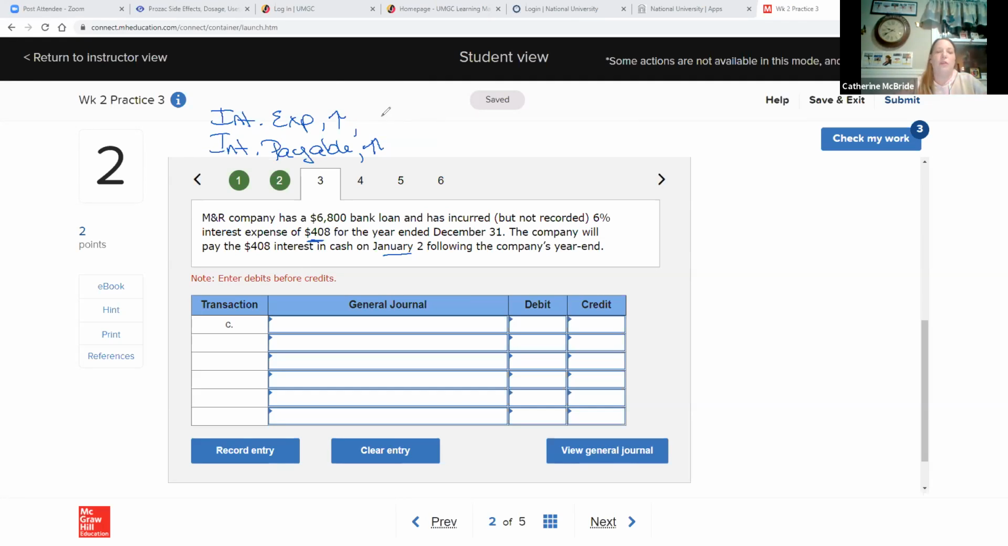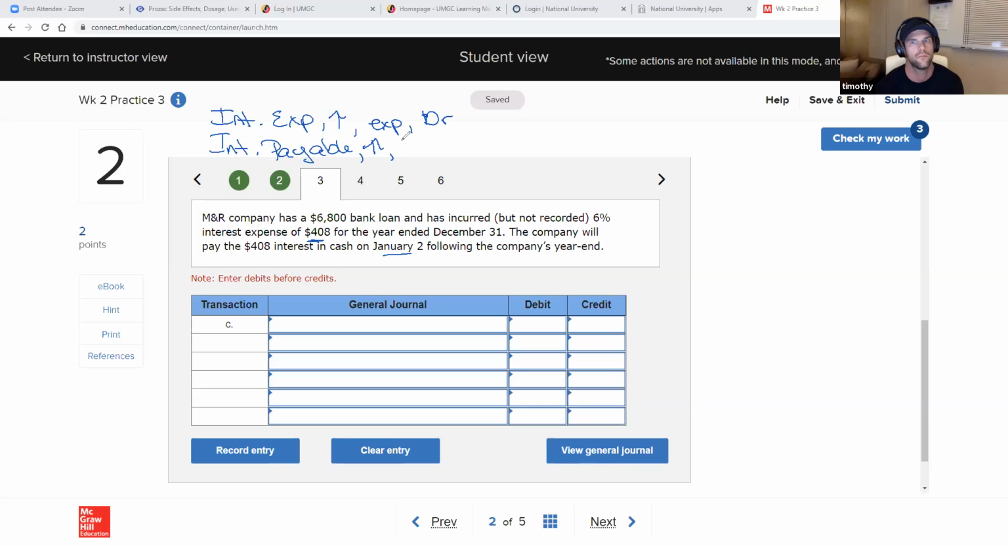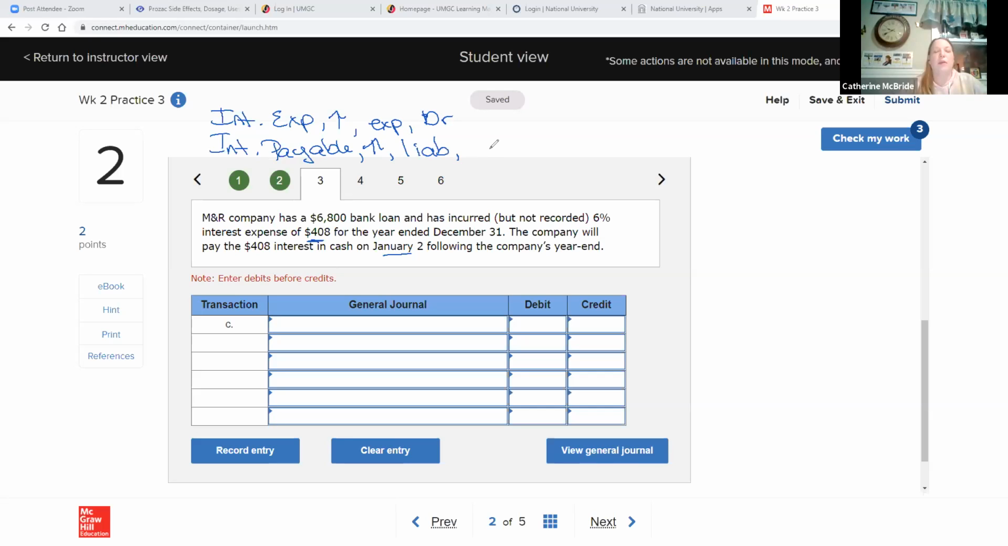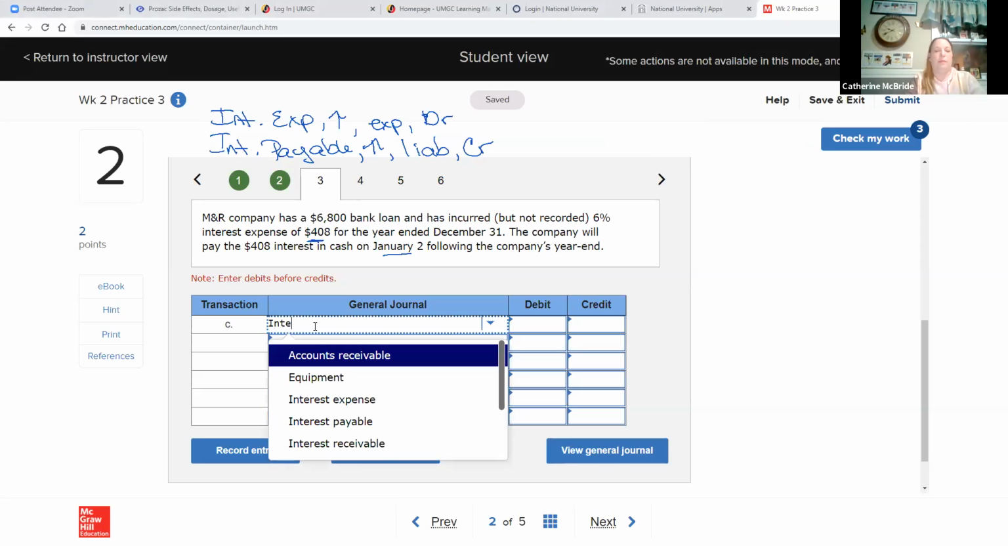What type of account is interest expense? Expense. Debit. What type of account is interest payable? Liability. If I increase the liability, do I debit it or credit it? Credit. Okay, so I'm going to debit my interest expense and I'm going to credit my interest payable.